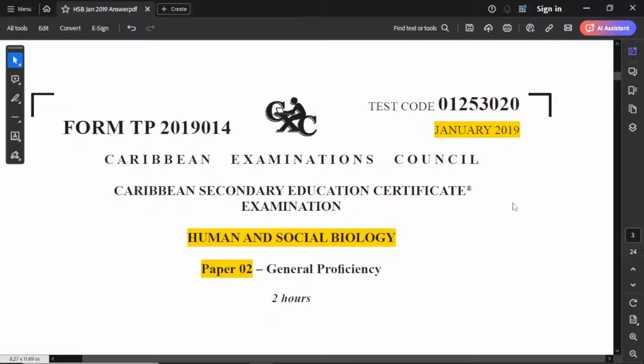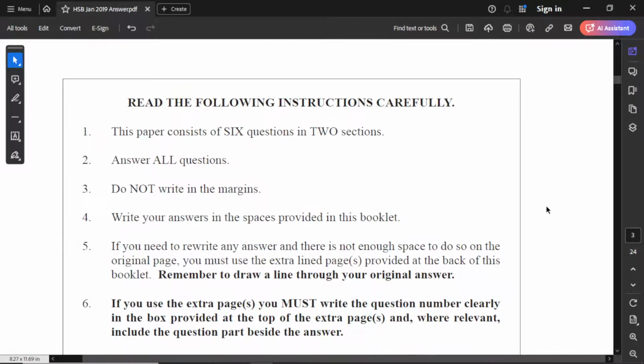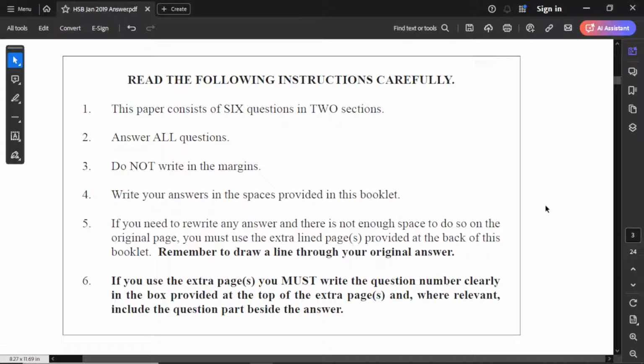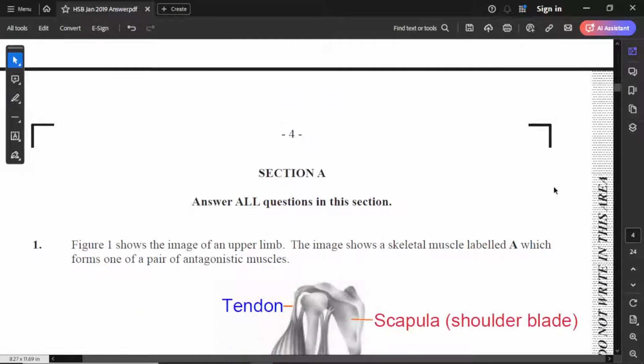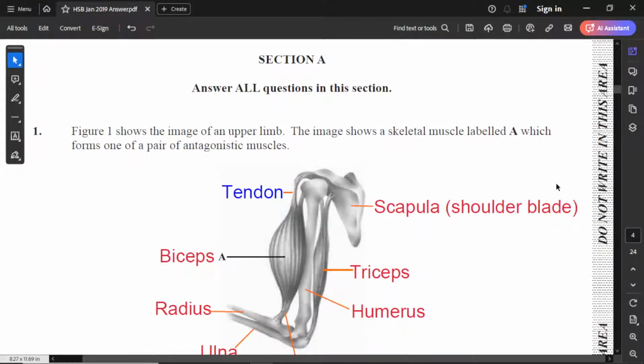All right, we're going to run through this as quickly as we possibly can, but please remember before you start any CSEC examination, you should read through the instructions carefully, and if you have any questions or queries, please clarify those with the examiner before you begin the examination. All right, that being said, let us jump into section A.